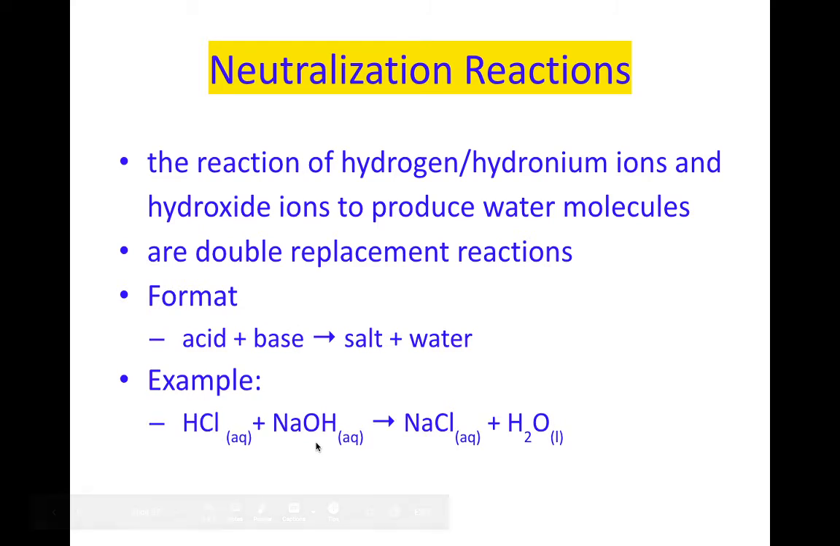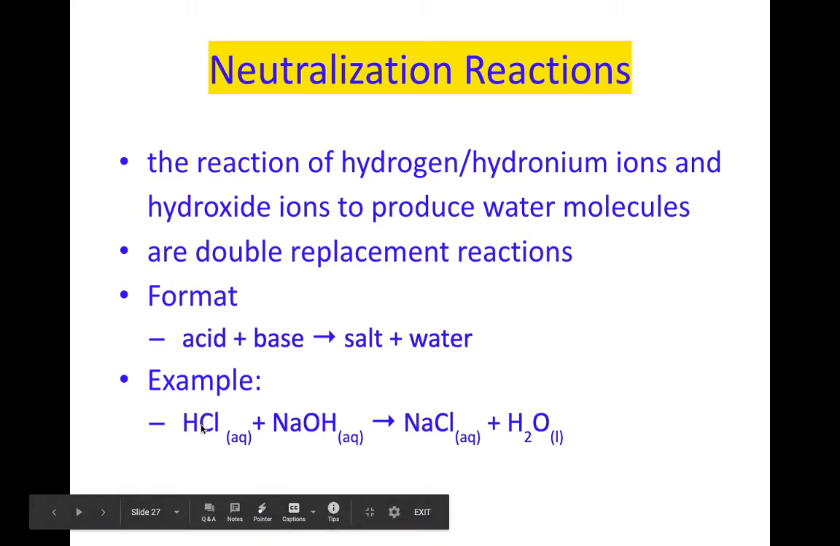Remember, we're actually using the Arrhenius definitions here. Anything that produces hydrogen ions is an acid. Anything that produces hydroxide ions is a base. So this is our acid, this is our base, and we get a salt and water.